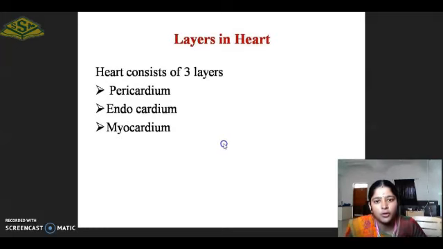Next we are going to see about layers in the heart. Generally, the heart consists of 3 layers. First one is pericardium, second one is endocardium and the third one is myocardium. Pericardium is the outer layer of the heart and the endocardium is the inner layer of the heart. Myocardium is the middle layer of the heart.